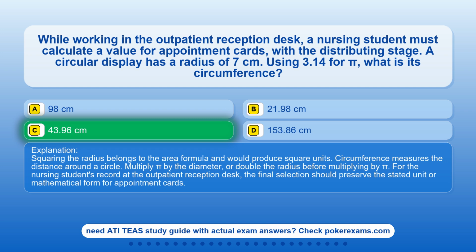Squaring the radius belongs to the area formula and would produce square units. Circumference measures the distance around a circle. Multiply pi by the diameter, or double the radius before multiplying by pi. For the nursing student's record at the outpatient reception desk, the final selection should preserve the stated unit or mathematical form for appointment cards.